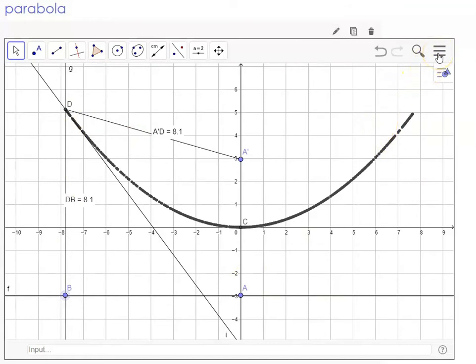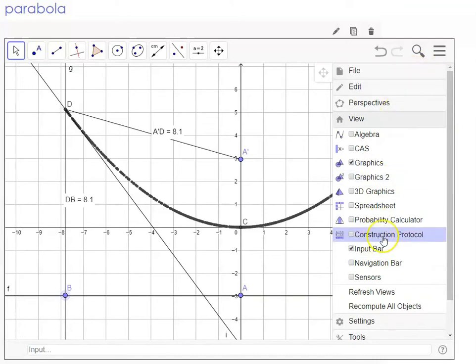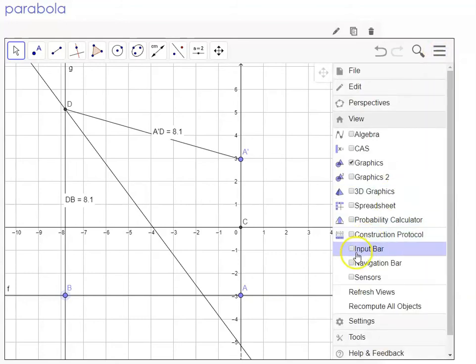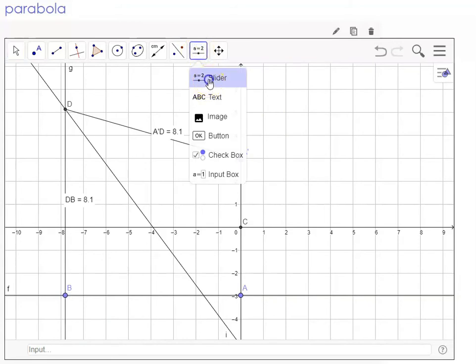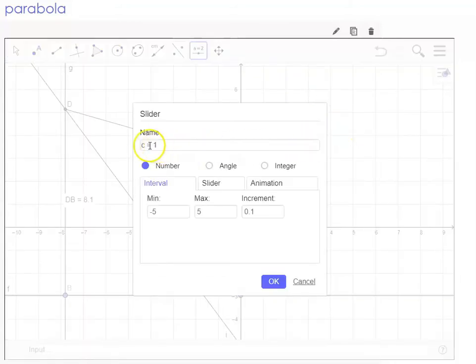So let's go up to this, and I'm going to go down here to the input bar. My input bar was already there, but I'm going to put it there again. First I'm going to go up here, because I forgot to do that, and insert a slider. I'm going to put it right there. And I get C equals. Now you're going to get A equals, since I've already done a slider. We're going to change that to 0. We're going to change this to 1. And I'm going to change this to 0.01.